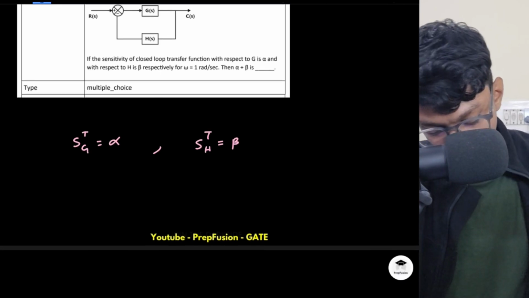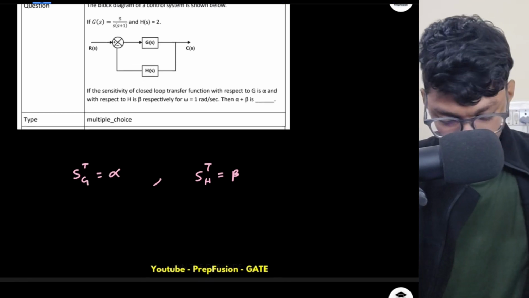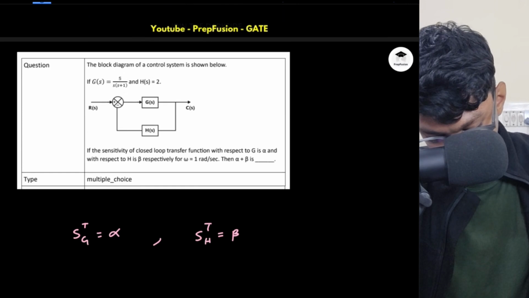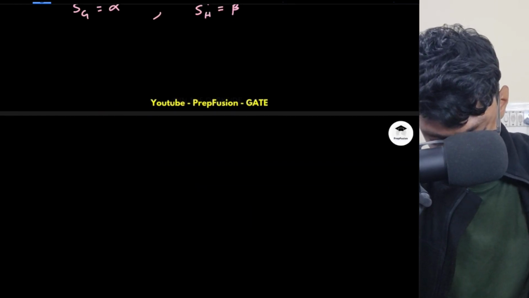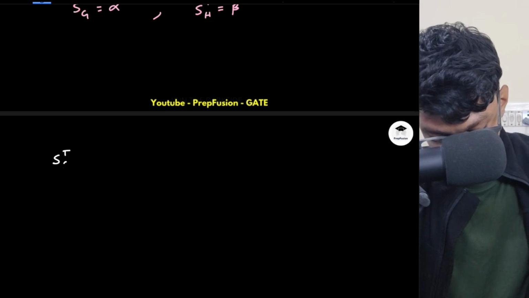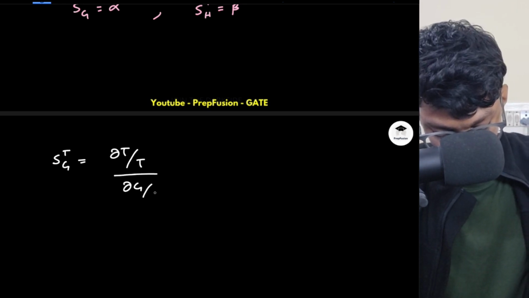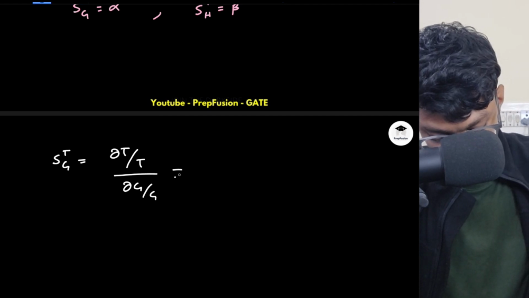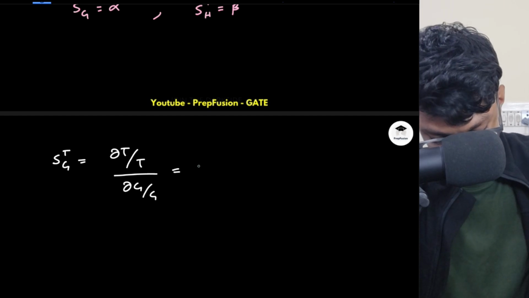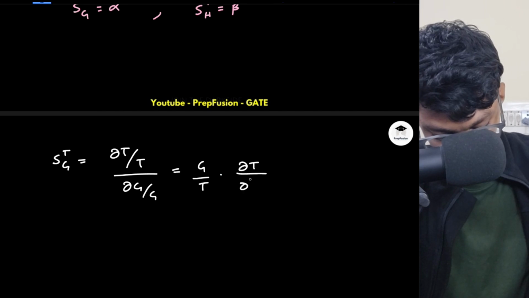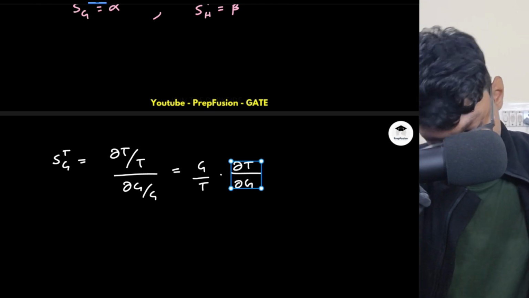Okay, so obviously I can directly find this out. Very easy, right? Very simple. First of all, let me write this down first. So what is the sensitivity with respect to G? It will be simply del T by T divided by del G by G, or it is simply G divided by T into del T divided by del G.